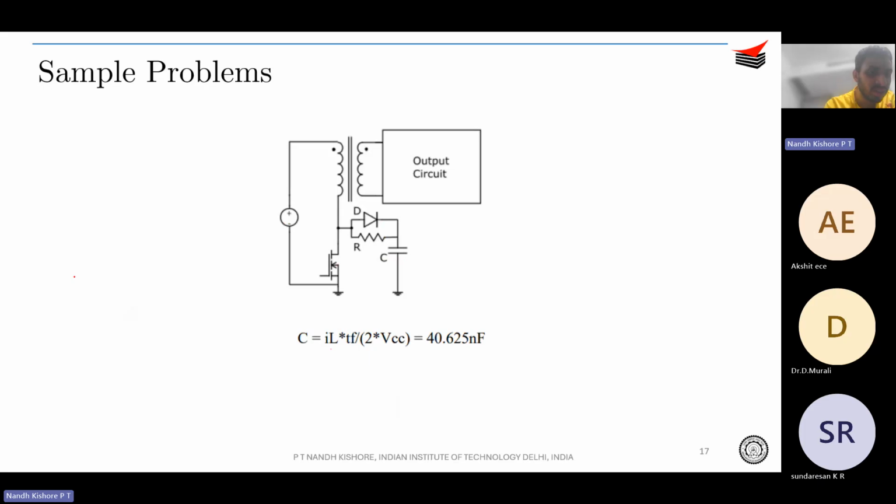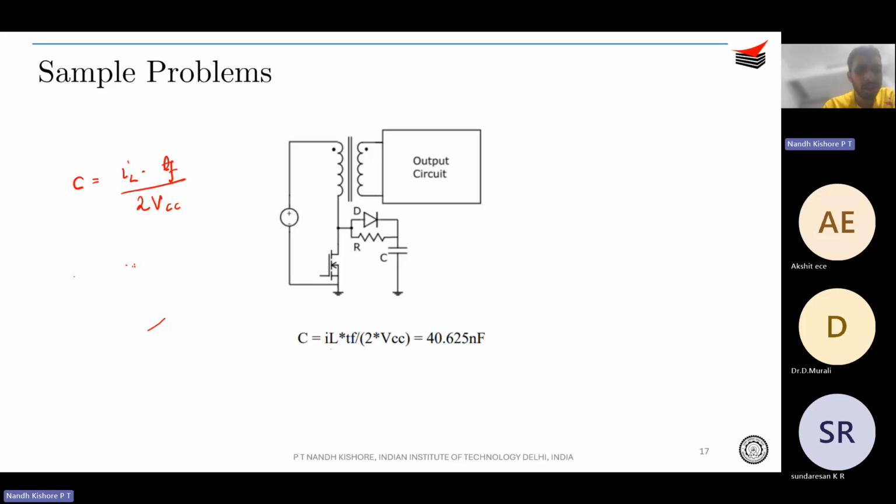C is equal to IL into TF divided by 2 into VCC, correct? So it's a direct substitution, okay? So you would have learned about shunt snubbers and series snubbers.